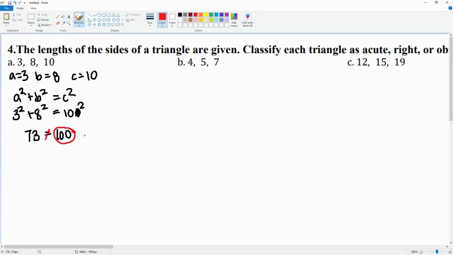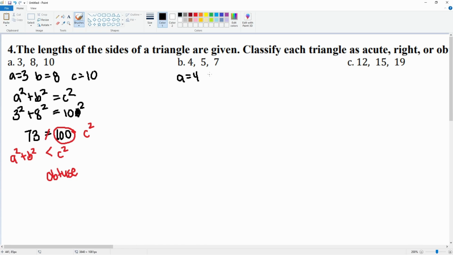and then all we have to do is take a look at this. Okay, this is your c squared. Your c squared here was technically greater than your a squared plus your b squared. Because it's like this, we can say this is obtuse. All right, let's take a look at the other ones.